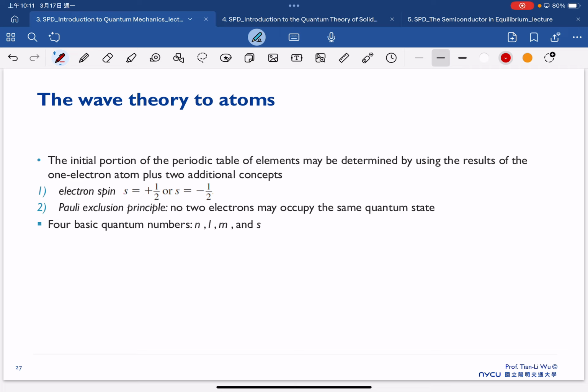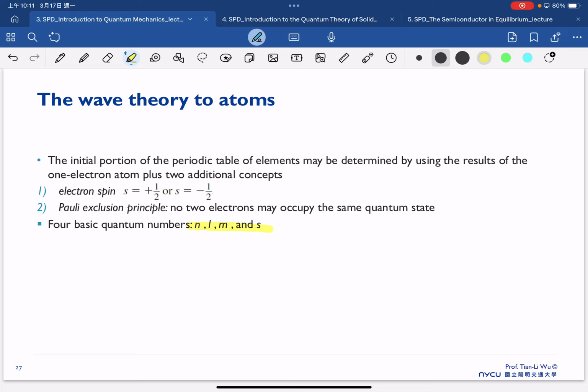Of course, inside the periodic table we can describe the result with two additional concepts. We can describe one electron with these two additional concepts. One is electron spin, and one is the exclusion principle, that no two electrons may occupy the same quantum state. Therefore, we get these four basic quantum numbers as shown here. For details of these quantum numbers, you can look at the textbook.